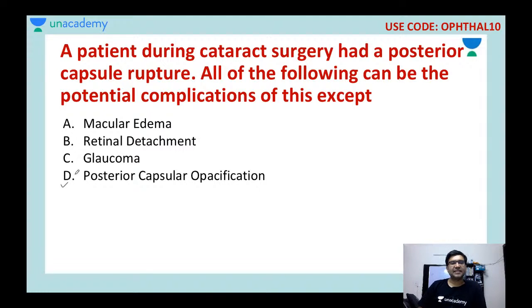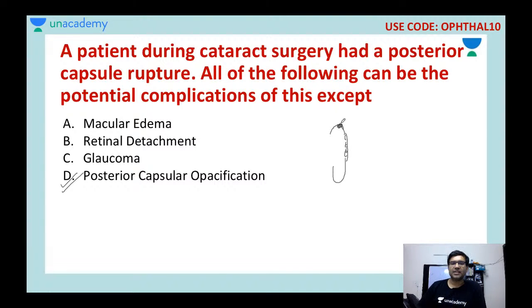So the answer here is D, that is posterior capsule opacification. So it is very obvious. When the posterior capsule is already ruptured, there is no place the equatorial cells can get deposited. What is the posterior capsule opacification?